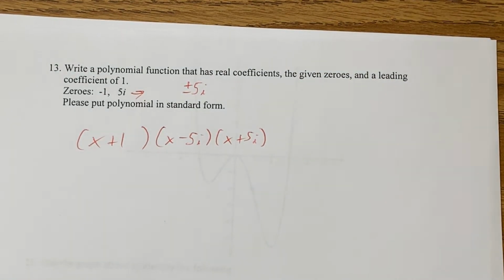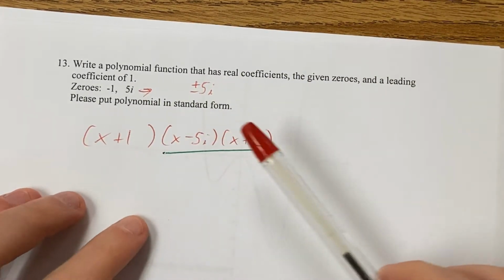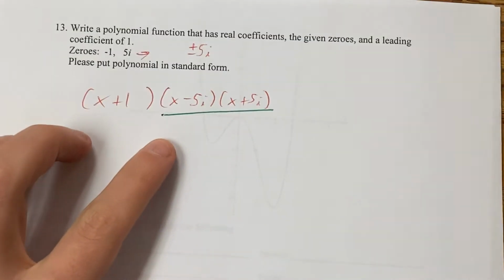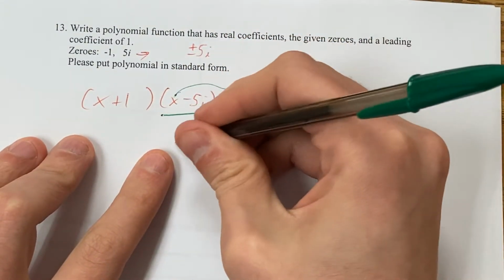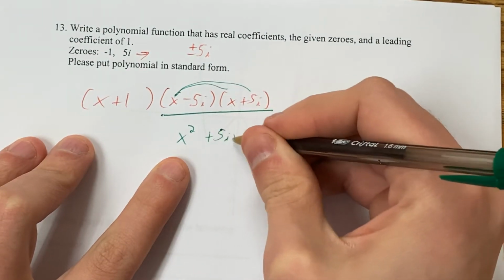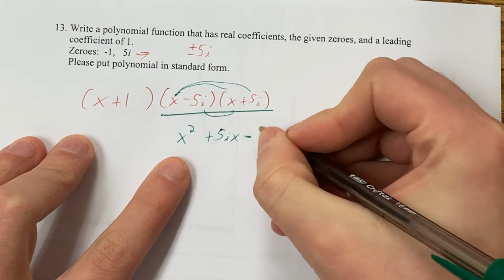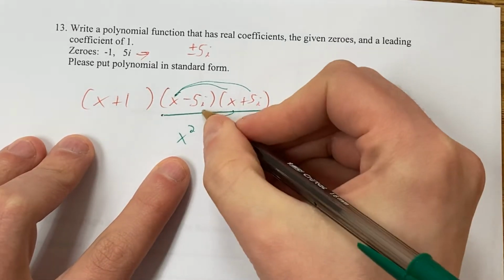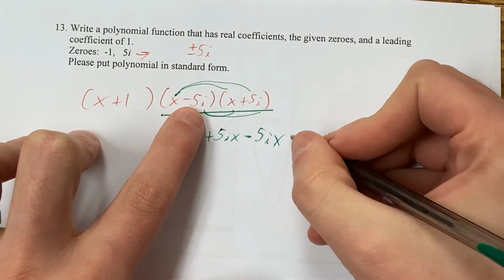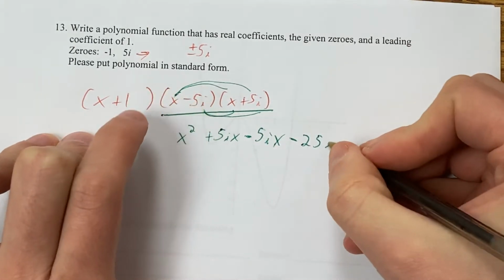And the best way to do this problem is to do it first. You usually multiply left to right, but you don't have to. Foiling this first is going to make life a whole lot easier. So let's do that. X times x is x squared. X times 5i is 5ix. Negative 5i times x is negative 5ix. And the negative 5i times positive 5i. Negative times positive is negative. 5 times 5 is 25. i times i is i squared.